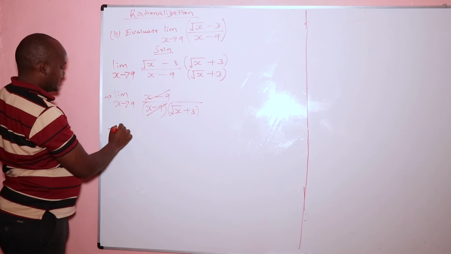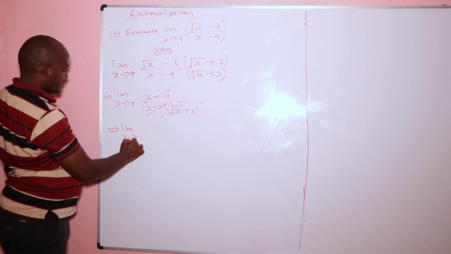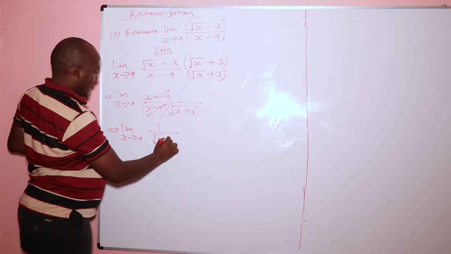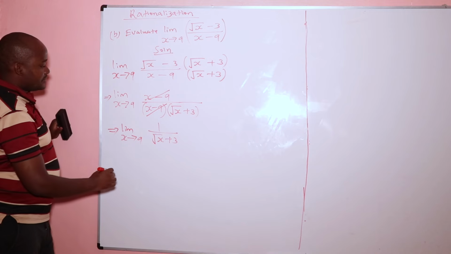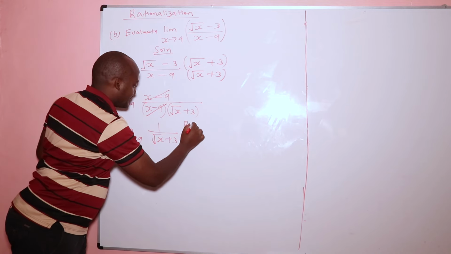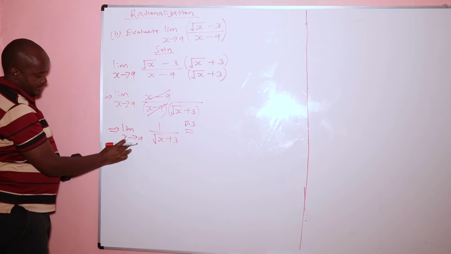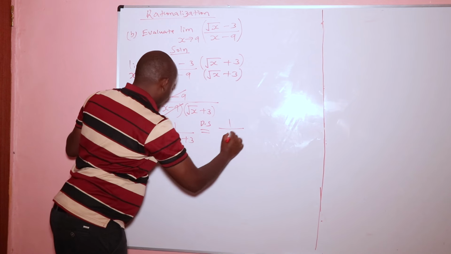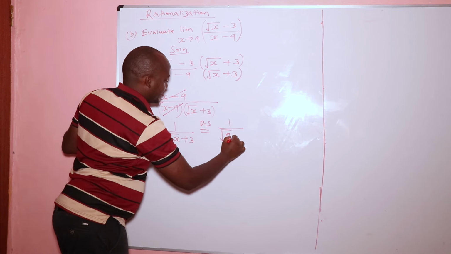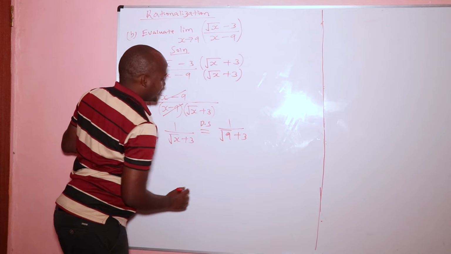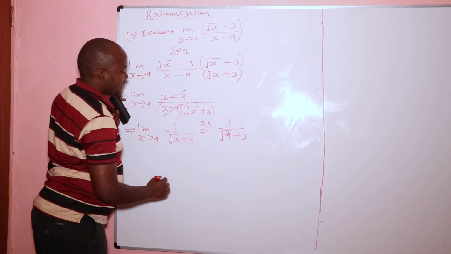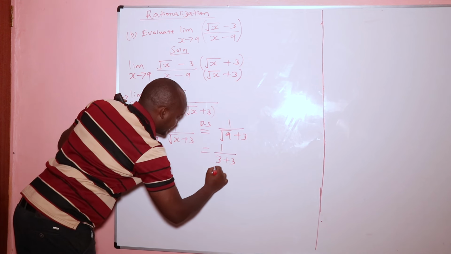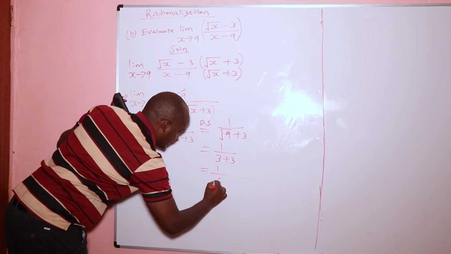And what we will be left with is the limit as x approaches 9 of 1 over root x plus 3. Which will be the same as what? By direct substitution, it means that whenever you have x, you replace it with 9. This will be 1 over the square root of 9 plus 3. And you know that the square root of 9 is 3. So which will give us 1 over 3 plus 3, which is going to give us 1 over 6.